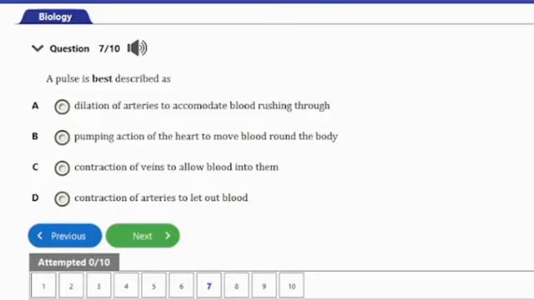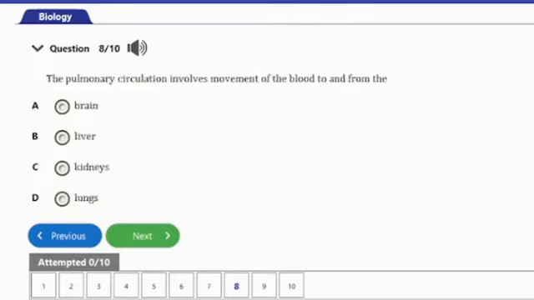Let's go ahead and consider the next question. That's question number 8. It says, the pulmonary circulation involves movement of the blood to and from the A. brain, B. liver, C. kidneys, D. lungs. That's option D, and that's the lungs. So whenever you hear pulmonary, it has to do with the lungs. Anywhere you hear the word pulmonary, it's relating to the lungs, and that's it for that question.